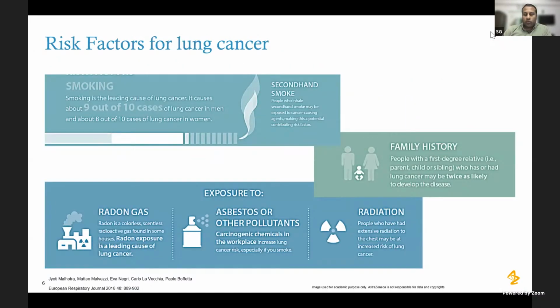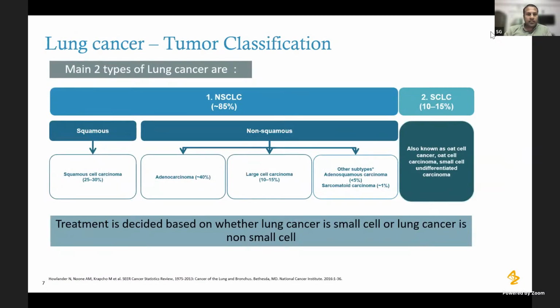What are the risk factors for lung cancer? We all know smoking is the most important risk factor. All forms of tobacco can add to the increased incidence of lung cancer. Secondhand smoke and family history do add to increased risk. Some studies have shown that genetic risk is also involved, especially in association with T790M mutations. Radon gas, asbestos, other pollutants, radiation, etc., can lead to increased risk of lung cancer.